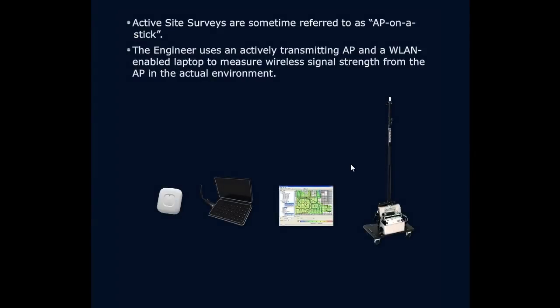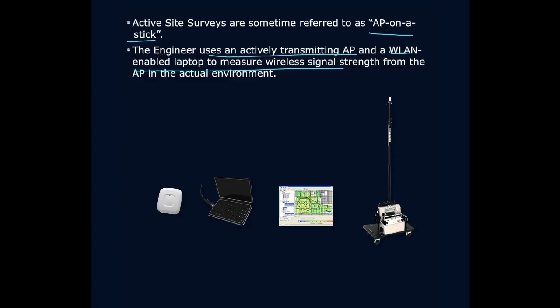So like I said, we're going to use an AP on a stick. So we're going to take an AP and place it where we would probably place an AP, or where the predictive site survey said we needed to place an AP. Now, this is going to be an AP that's exactly like the AP we're going to put in place. So we use an actively transmitting AP and a wireless LAN-enabled laptop to measure the signal strength.